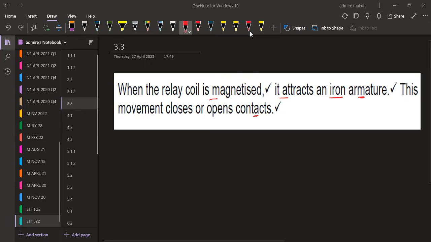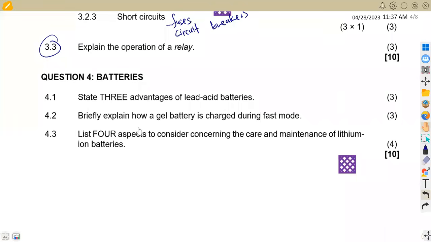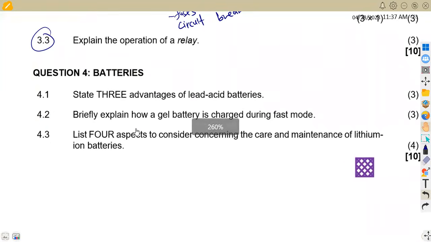The other part of question 4 is now on batteries. You are given, on batteries, the first part, to state 3 advantages of lead acid batteries. We talked about disadvantages from the question of November 2020, if I still remember. So for this part, they need just advantages. You can pick any 3 from these ones.